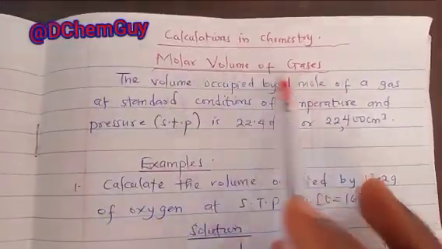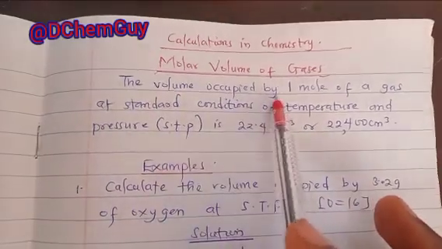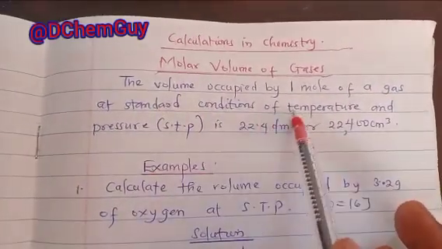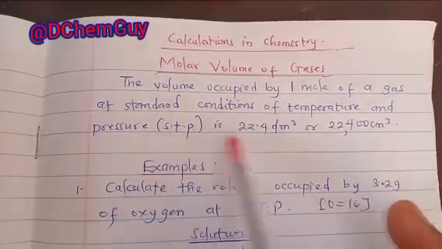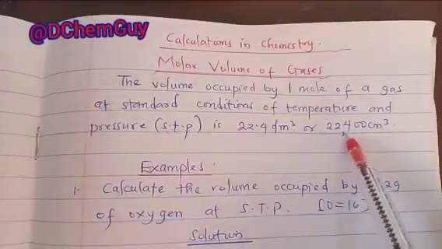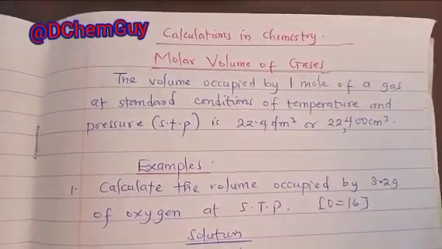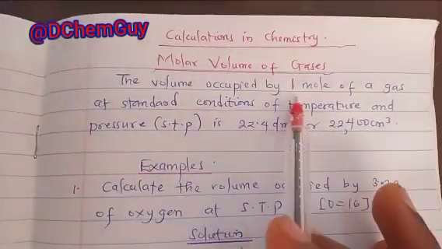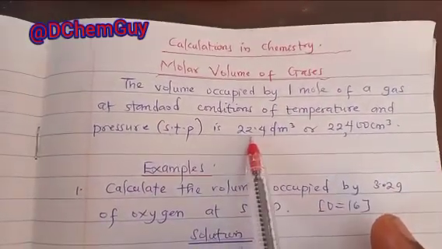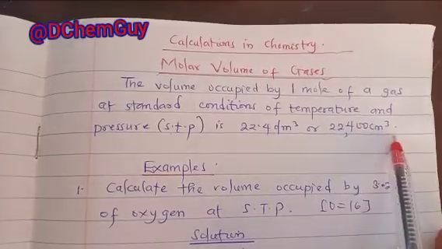Okay, molar volume of gases. Definition: the volume occupied by one mole of a gas at standard conditions of temperature and pressure is 22.4 dm³ or 22,400 cm³. So, as a chemistry student, you should have this at the back of your mind that one mole of any gas at STP is equal to 22.4 dm³ or 22,400 cm³.